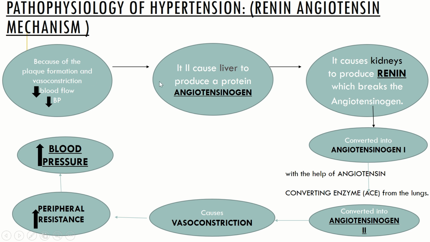What I can do, that automatically asks the liver to produce a protein called angiotensinogen, and to break this protein, the kidney produces renin, which causes angiotensinogen to be converted into angiotensin 1, and in the lungs, the ACE enzyme converts it to angiotensin 2, and this causes vasoconstriction, increased peripheral resistance and increased blood pressure.